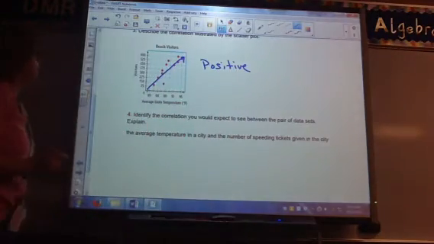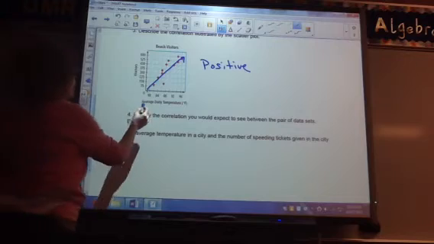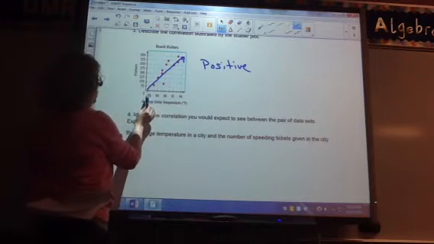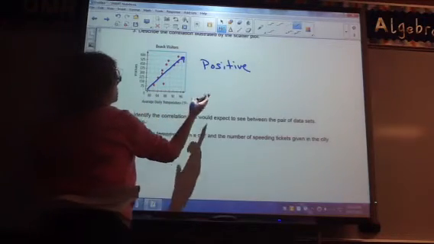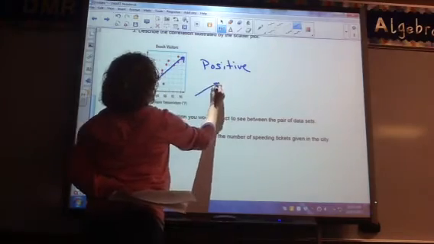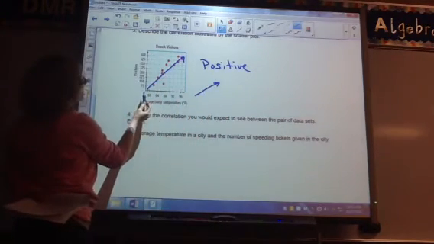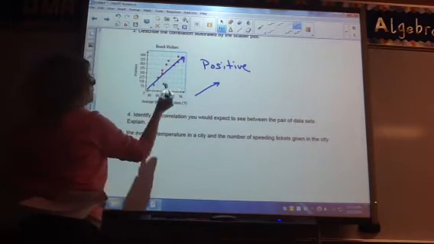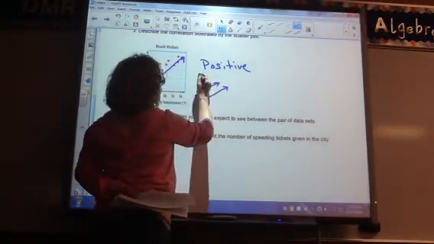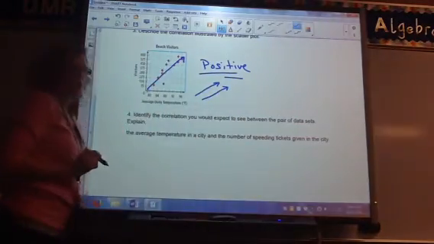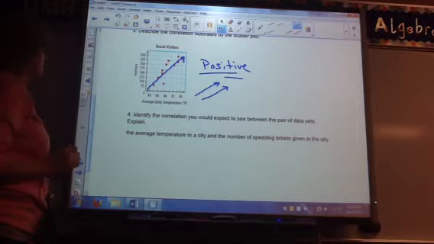Okay? Another way you can look at it is you have average daily temperature. It starts at 80 and goes up. So if the average daily temperature goes up, what happens to the visitors at the beach? It goes up. So when they're both going up, the relationship between the data, it's positive.